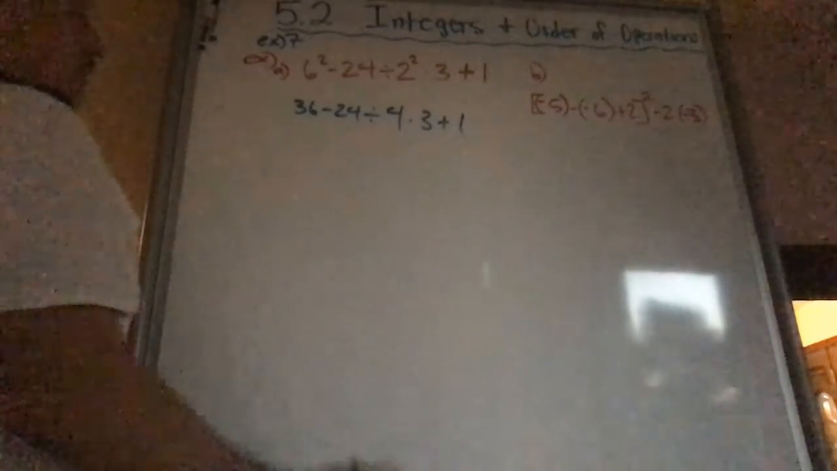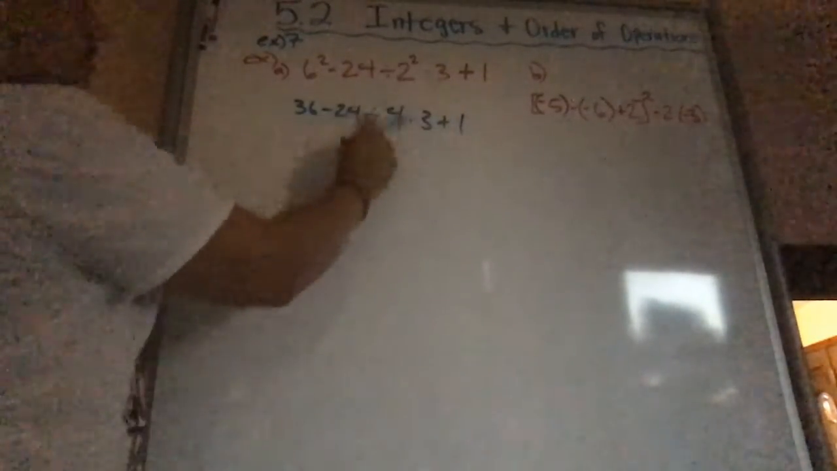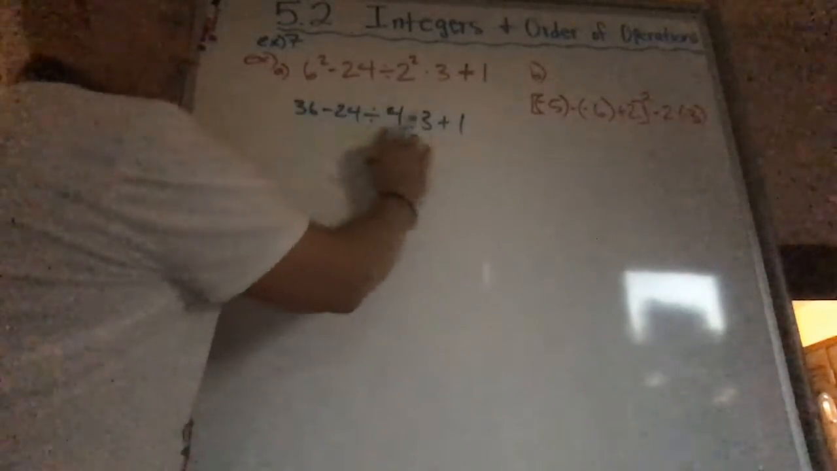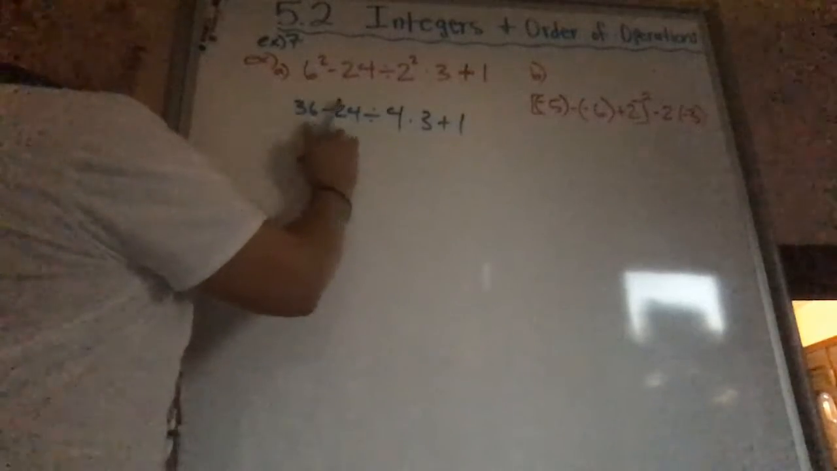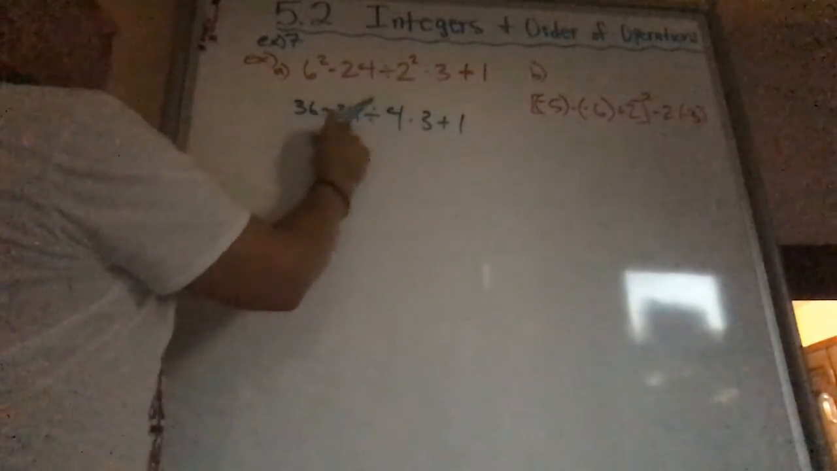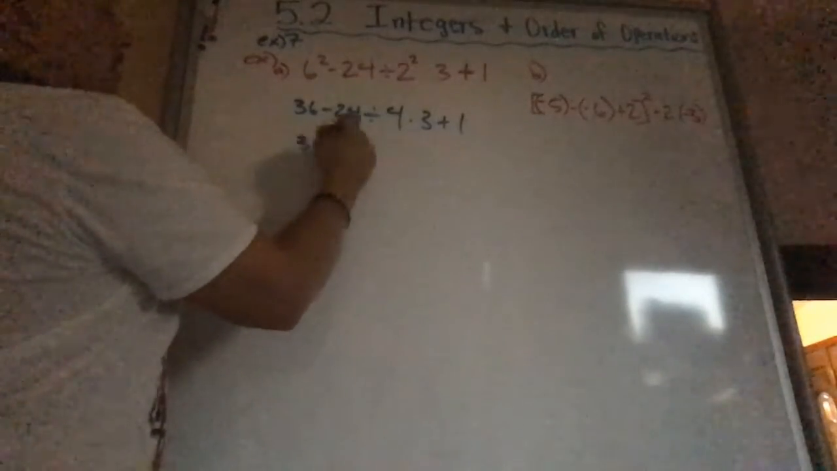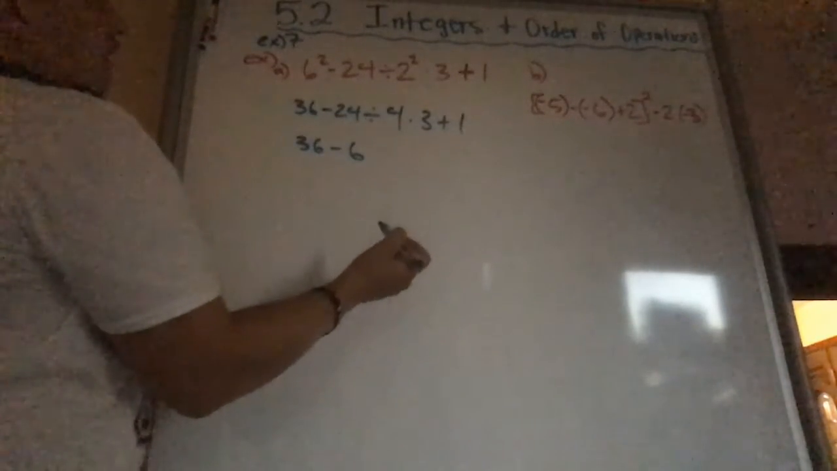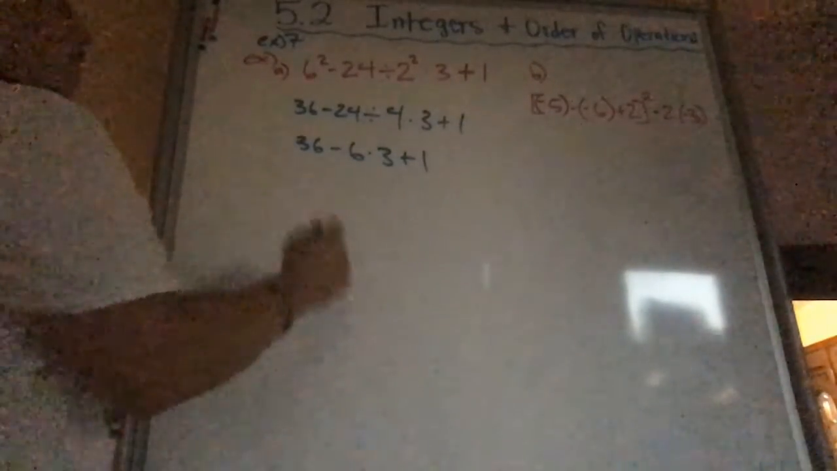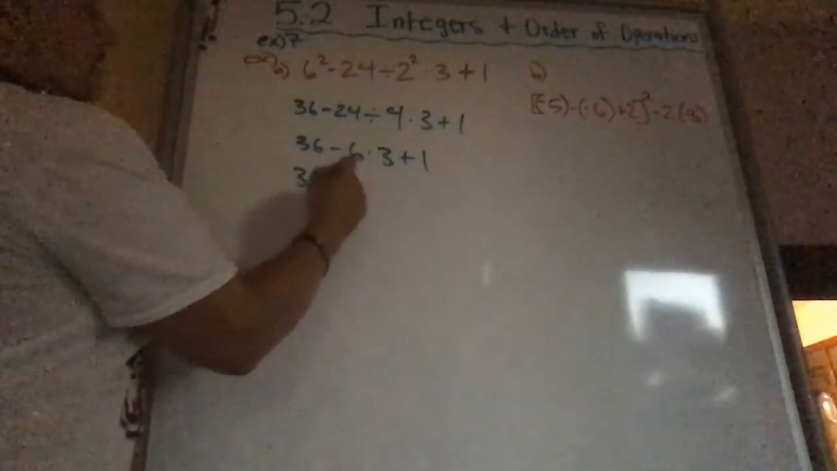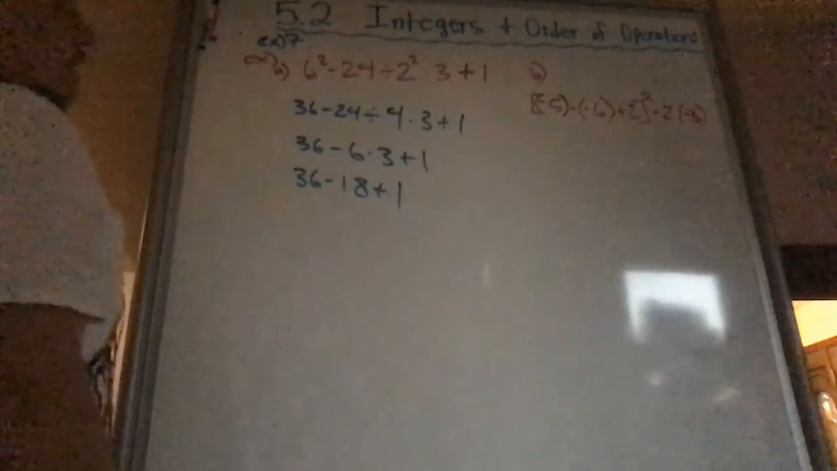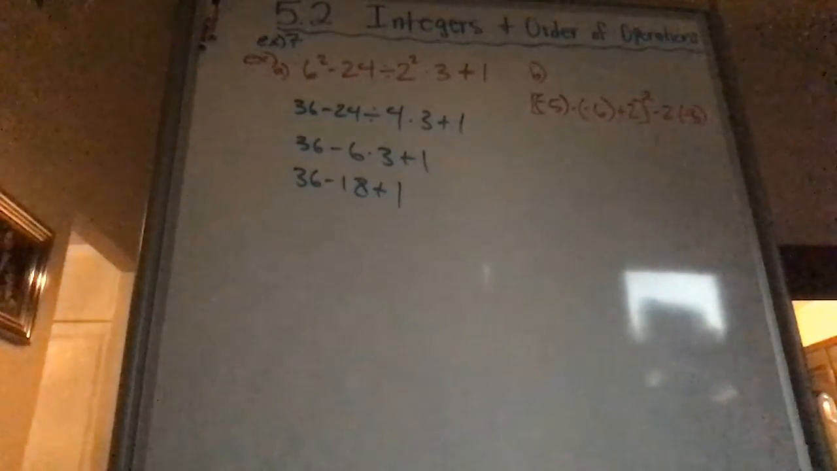Now we got a few steps I can do here. I definitely am going to multiply and divide first. You're going to divide first here because you multiply and divide from left to right. Whatever multiplication and division there is, it happens in the order that you see it from left to right. So 24 divided by 4 is 6, 36 minus 6, and then it's still times 3 plus 1. So 36 minus 6 times 3 is 18, plus 1.